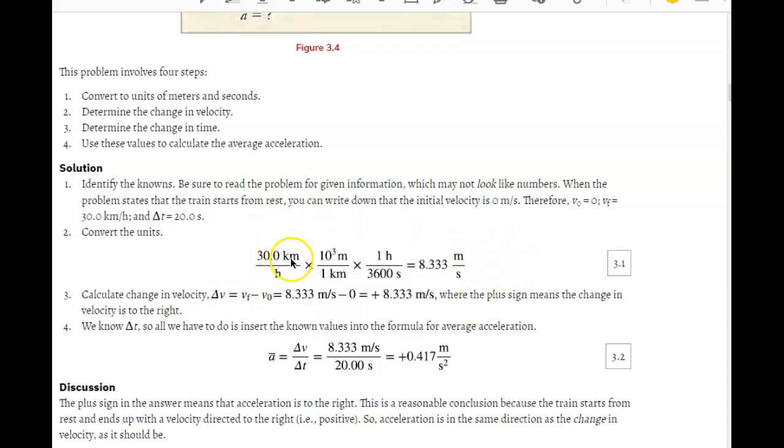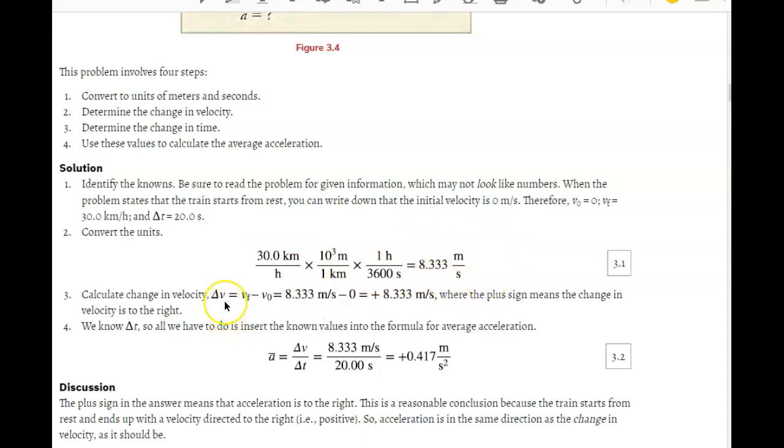First they're taking the kilometers, and they're saying there's 1,000 meters in 1 kilometer, so that way we cancel out the kilometer. So you multiply the 30 times 10 to the 3, putting it in scientific notation, and then you divide by 3,600 seconds, because there are 3,600 seconds in 1 hour, and that way we're crossing out the hours. And so now you have the exact same velocity. The 30 kilometers per hour is really 8.33 meters per second. That is the number you're going to use.